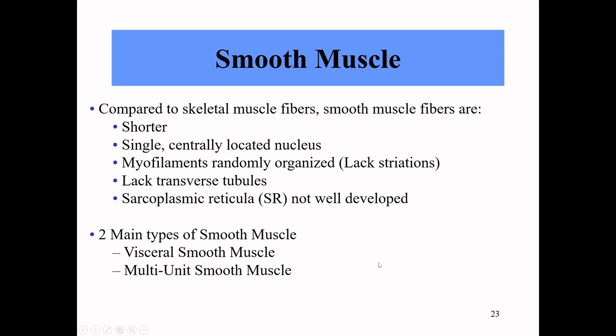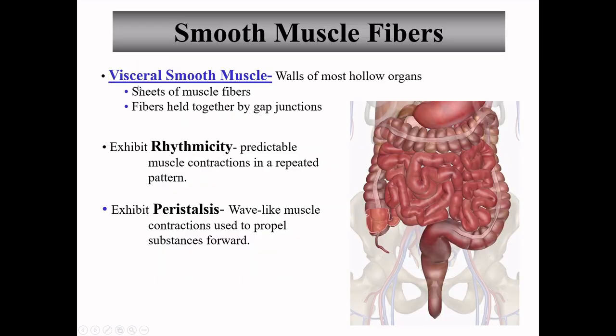Now we have two types of smooth muscle I need you to be able to distinguish. One, visceral smooth muscle, and two, multi-unit smooth muscle, and we're going to look at each of those separately. So first up is visceral smooth muscle. Remember, viscera means your guts. So that's where we find this, in the walls of most of our hollow organs. We get sheets of muscle fibers, and we have some gap junctions in here as well.